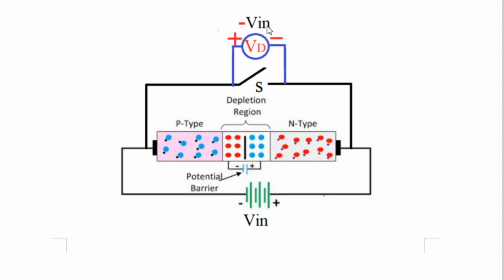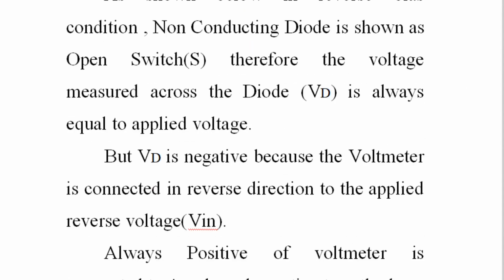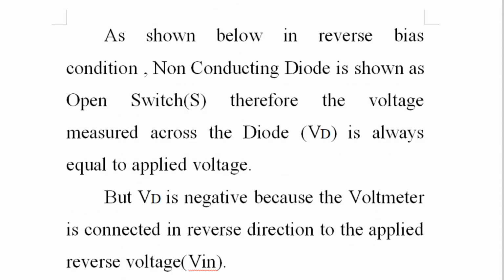But we always connect the positive of the voltmeter to the anode, and the negative of the voltmeter to the cathode. Therefore this voltmeter will show minus Vin. Suppose the battery is 5 volt, then this will be minus 5 volt. Okay, so accordingly it is that. Now let us go to the next topic.